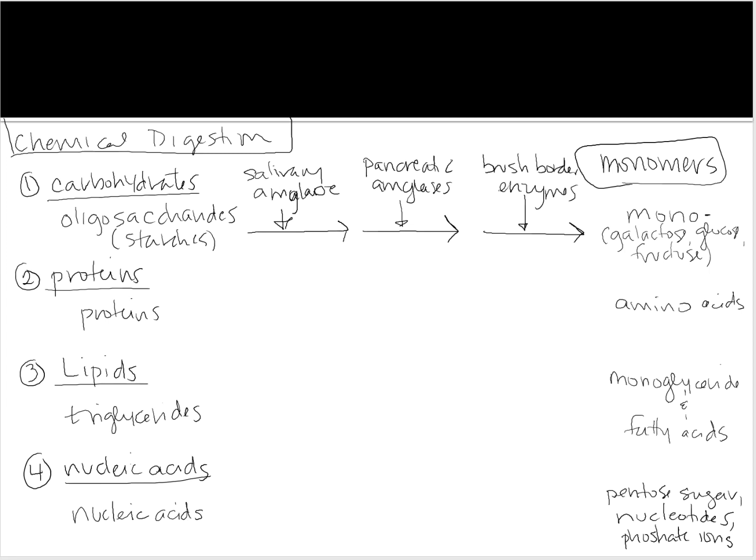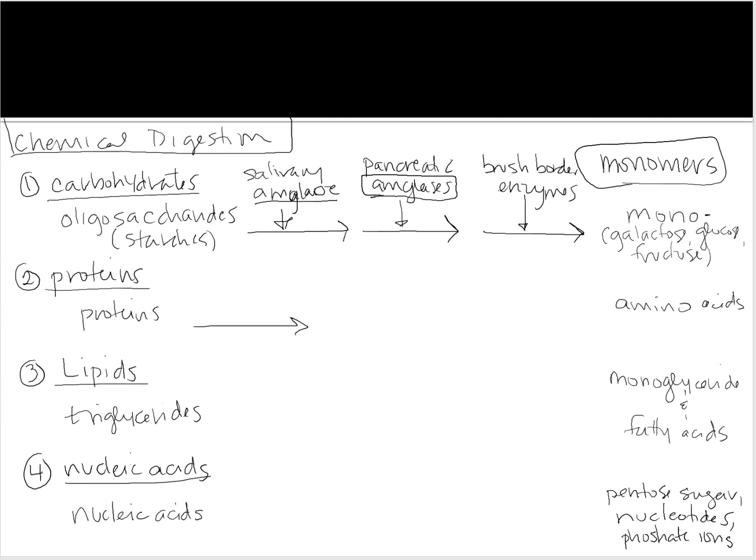Okay, so we have 3 different areas within the digestive system that are going to help in the initiation, the breakdown of that oligosaccharide. Key thing to take away from here, anytime you see the word amylase, that tells us that that is going to break down carbohydrates, okay, or oligosaccharides. Excuse me. Okay, so proteins.